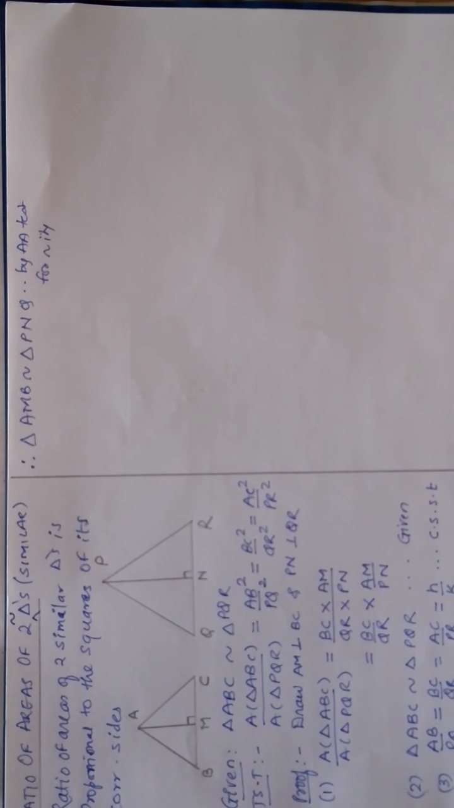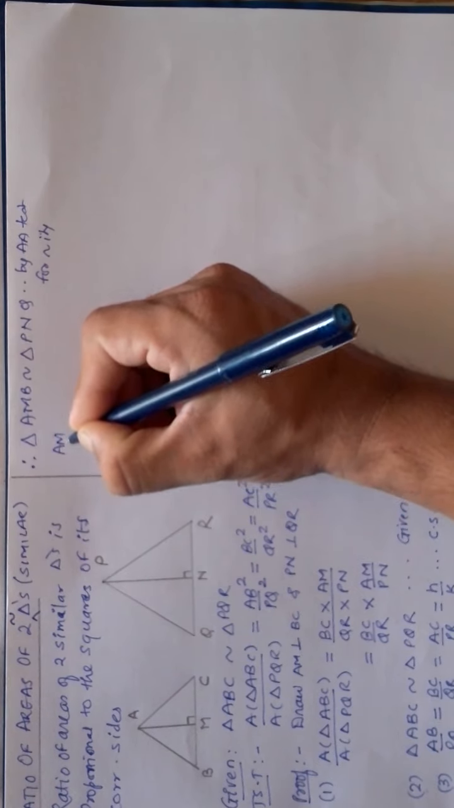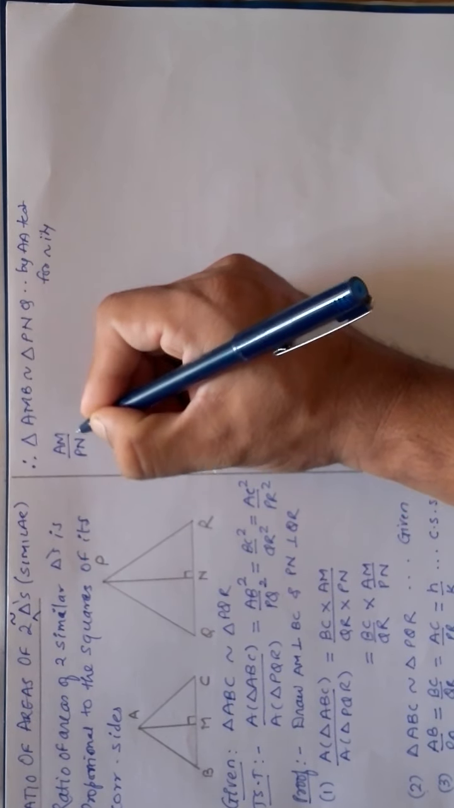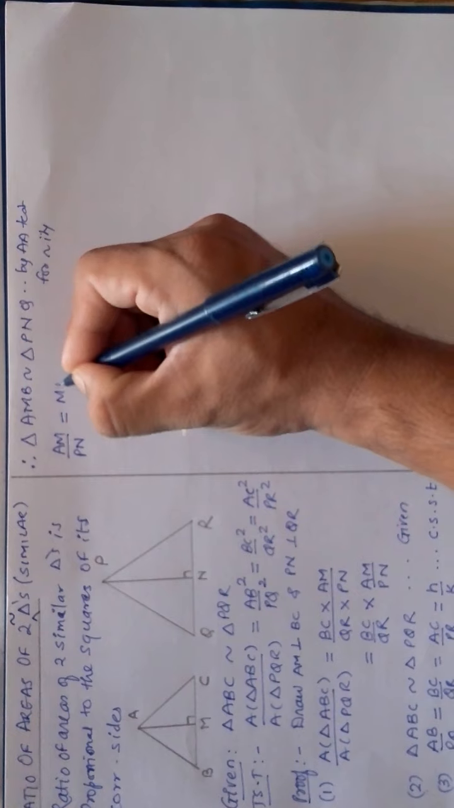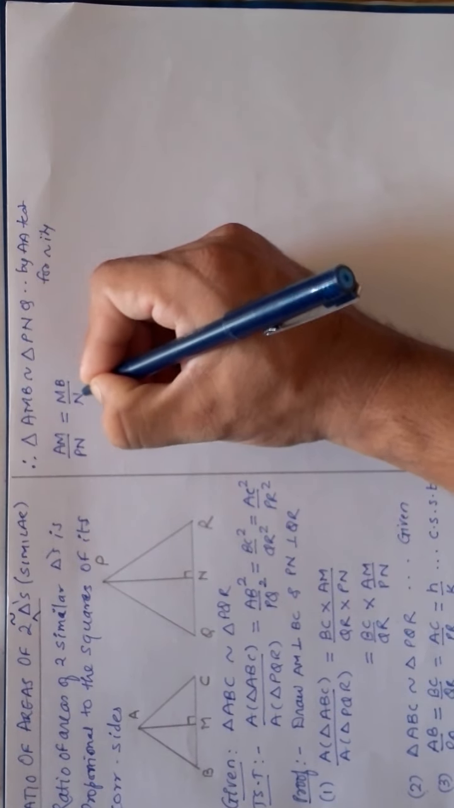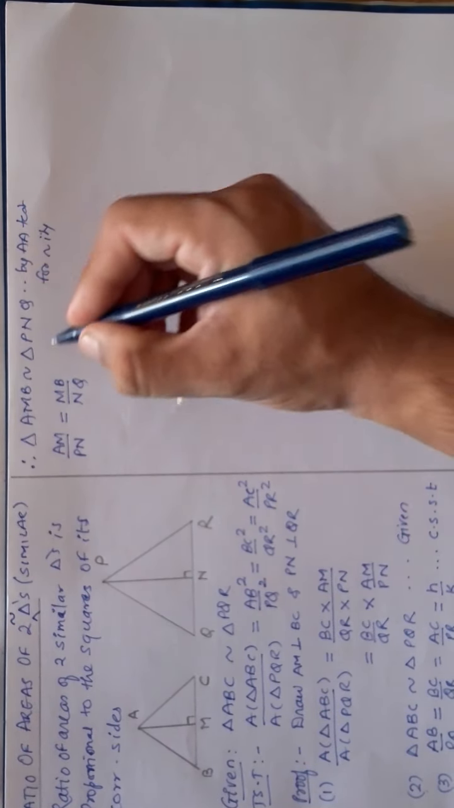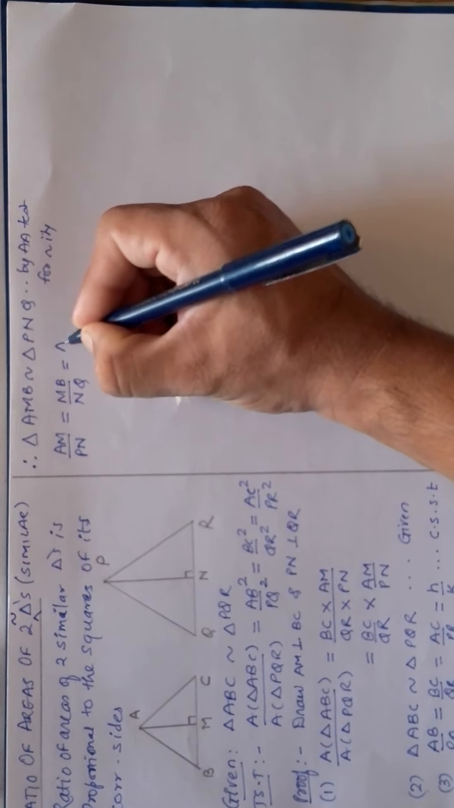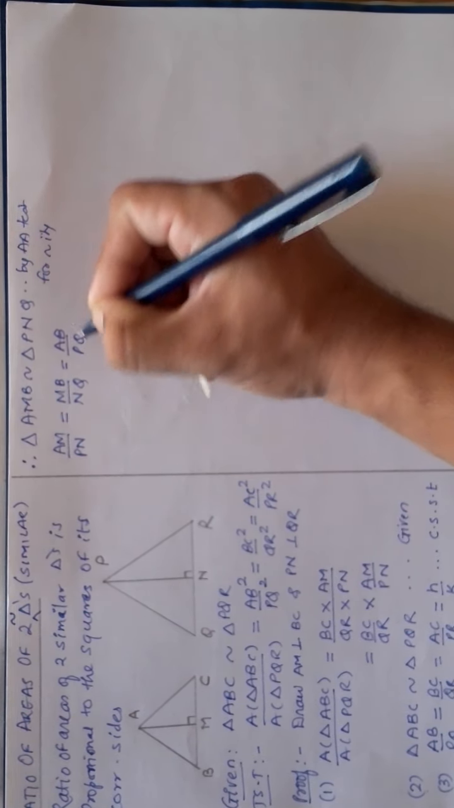I got AMB is similar to PNQ. I have explained how to find the correspondence, so do it yourself at least this time. Obviously, if the two triangles are similar, then all the pairs of corresponding sides are in proportion. I am only interested in sides, so I will not think about angles. That means first-second AM is to PN is equal to second-third MB is to NQ is equal to first-third AB is to PQ.